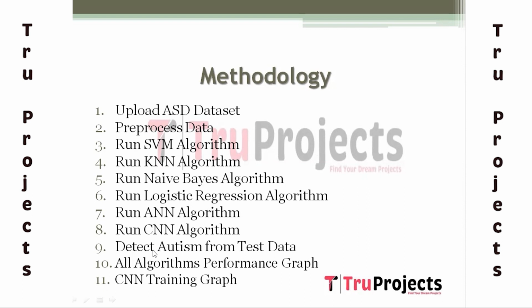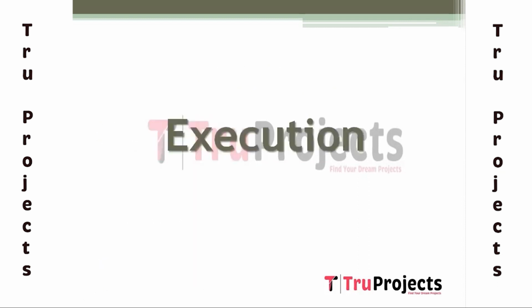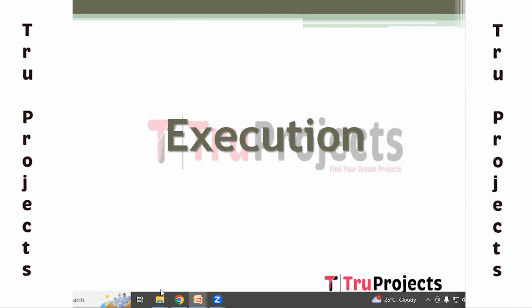In the ninth module, we will be predicting the unseen data, which is detecting autism from test data. In the 10th module, we will be checking all the graphs of all the algorithms. In the 11th module, we will be checking the CNN training graph. Execution. For execution of this project, we will be opening the main code file.